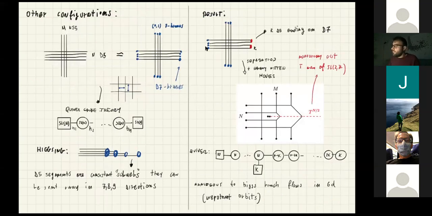Okay, let me tell you about one slightly more complicated configuration. So we can take the grid. As answering the question before, I introduced this grid, which is one D5 brane intersecting one NS5 brane. But we can take more branes intersecting in this way. This will be a consistent configuration.